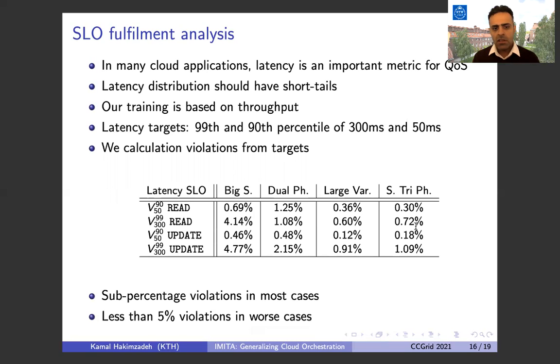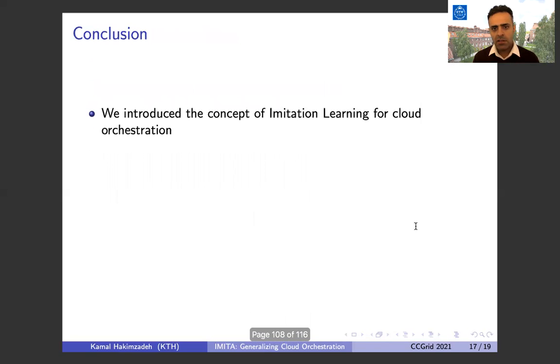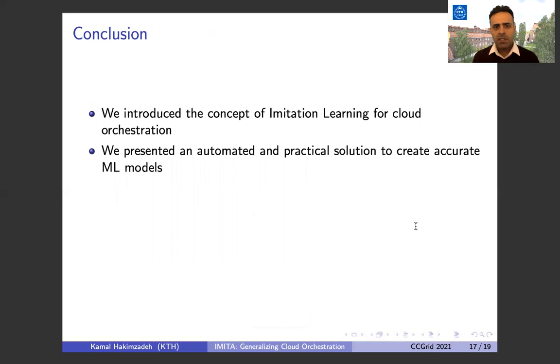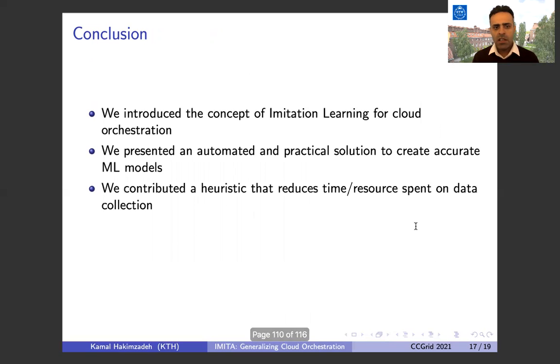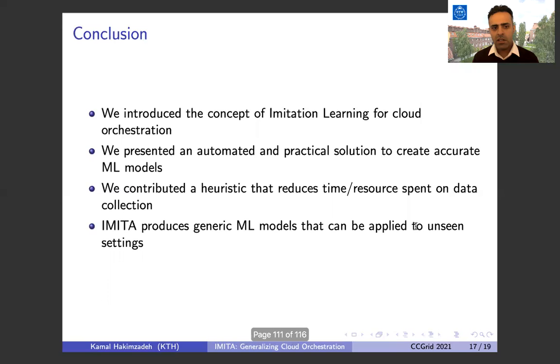In general, most of the cases have sub-percentage violations for the tail latency and less than 5% violations in the worst case scenario. With that, I would like to conclude my talk. We introduced the concept of imitation learning for cloud orchestration. We presented an automated and practical solution to create accurate machine learning models. We contributed a heuristic that reduces time and resources spent on data collection. IMITA produces generic ML models that can be applied to unseen settings.